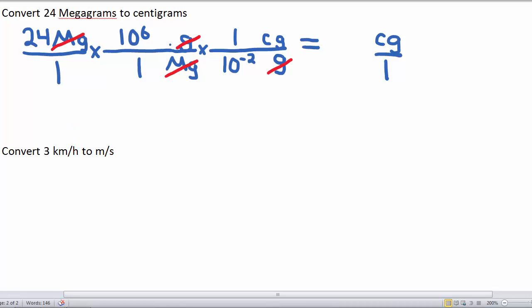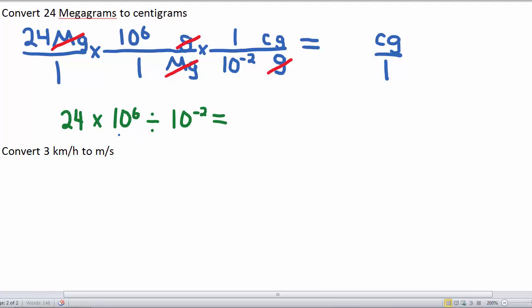To calculate this all out, the way it works when I'm multiplying a bunch of fractions together, I basically take all my numbers. So I've got a 24, a 10 to the 6, and a 10 to the negative 2. And the things that are on top get multiplied. So this guy's on the top, he gets multiplied. Things that are on the bottom get divided.